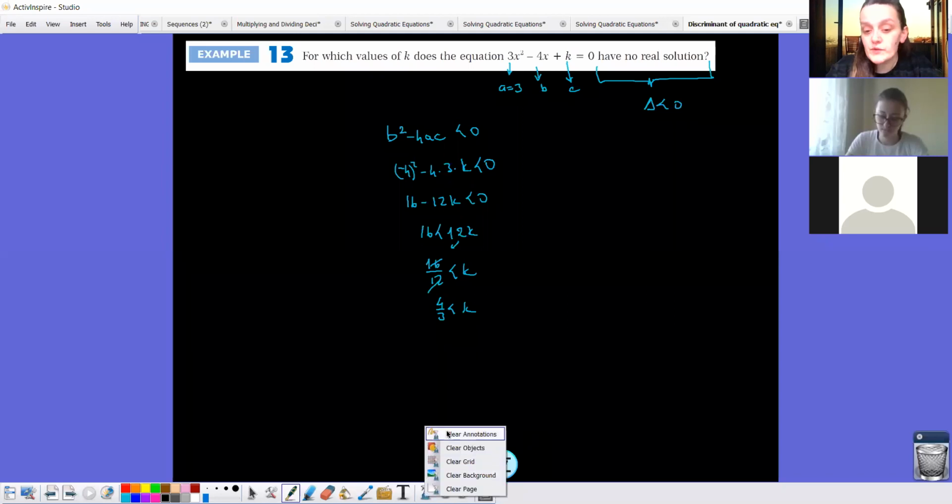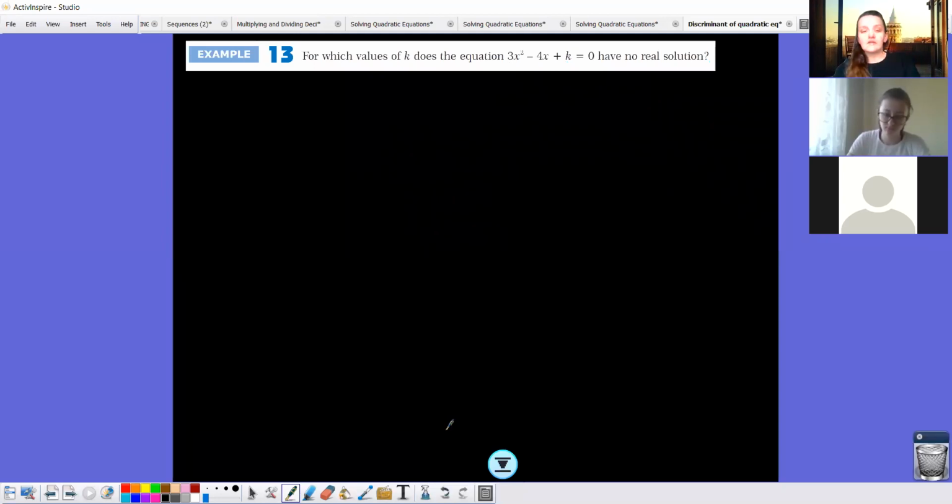What kind of questions may we have about this? For example, in this question: for which values of k does the equation 3x squared minus 4x plus k is equal to 0 have no real solution? So here we don't know the c. C is not given, and we need to find the c. But the c has to be such that the equation will not have real solutions.